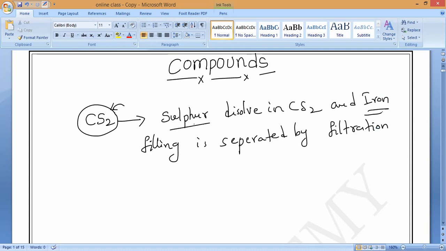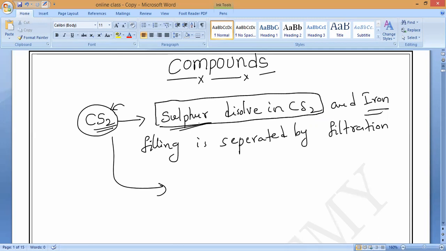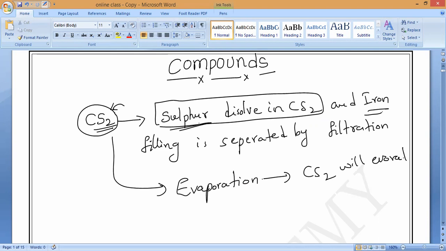Now, sir, sulfur is dissolved in this chemical, so how do we separate the sulfur? Once the sulfur is dissolved in CS2, we have to go with the process called evaporation. If we do evaporation, what will happen? The CS2, carbon disulfide, will evaporate, and finally we will get sulfur.